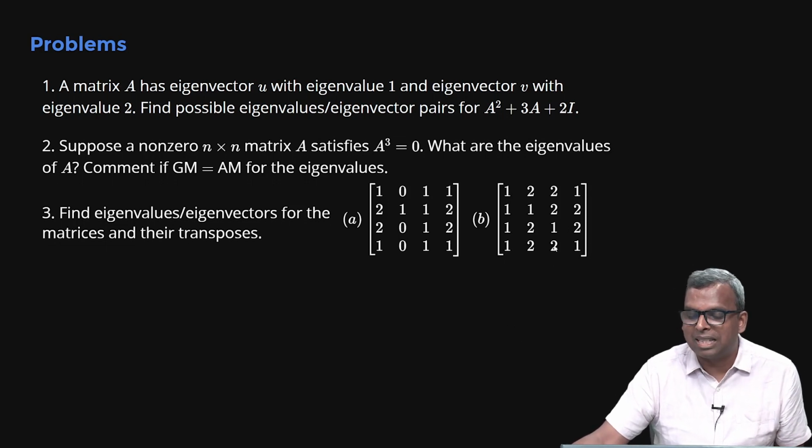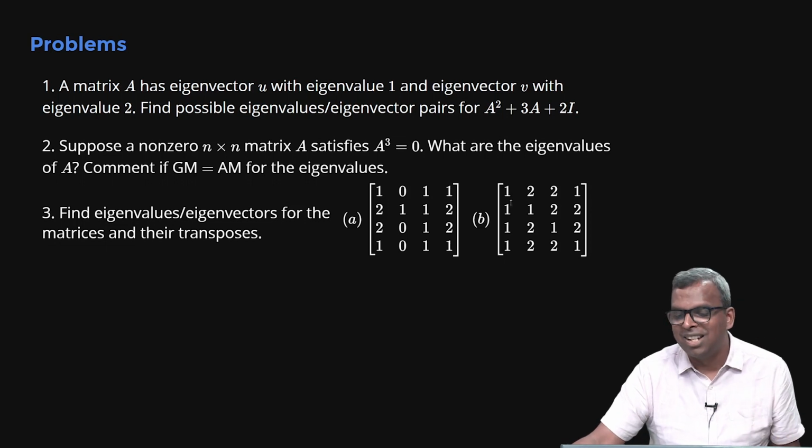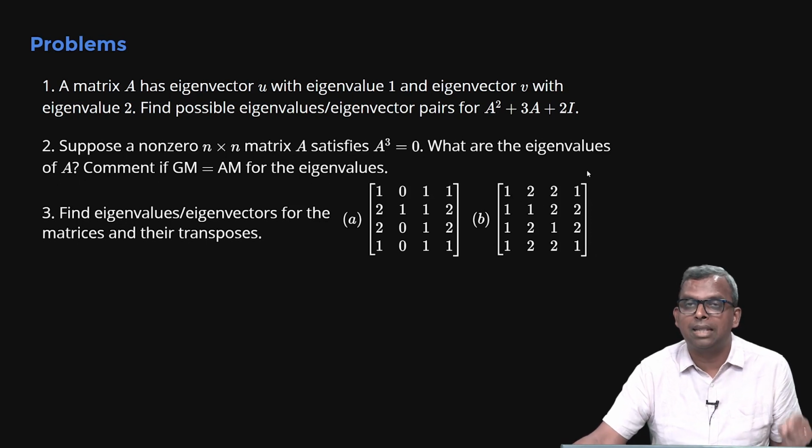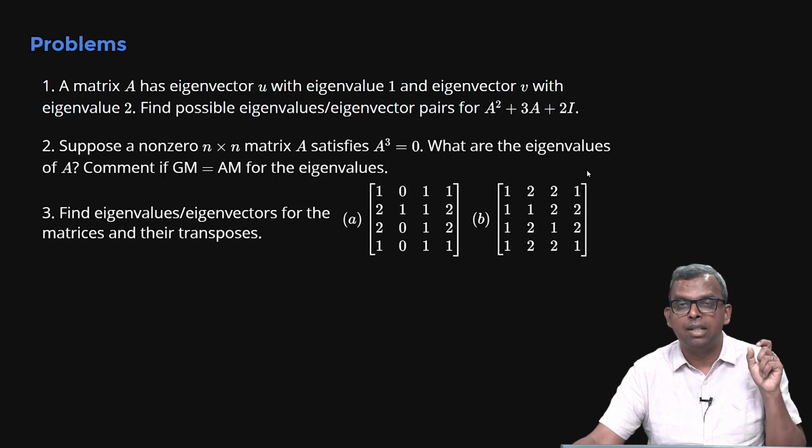So let's come back to this example B. The curious point is that every row sums to 6, right? So you've got all ones being an eigenvector with eigenvalue 6, okay? That's the first observation. Second observation is the first row and the fourth row are identical, which means it's again singular. So there will be a null space vector. If you find that null space vector, you will get an eigenvector with eigenvalue 0.